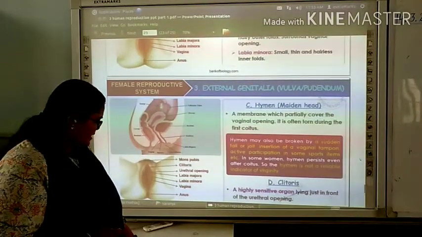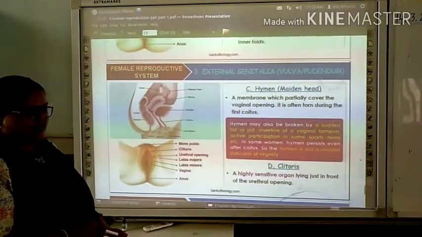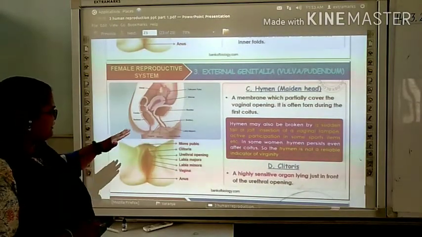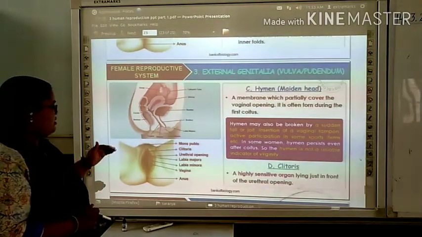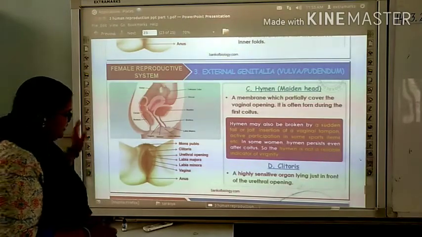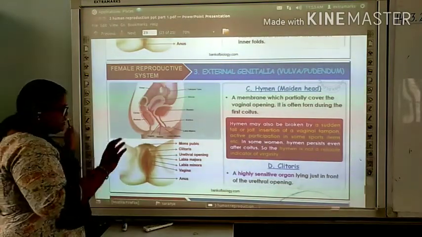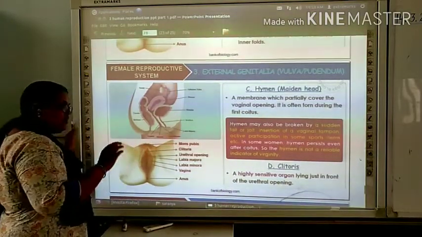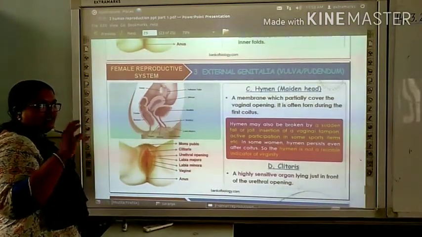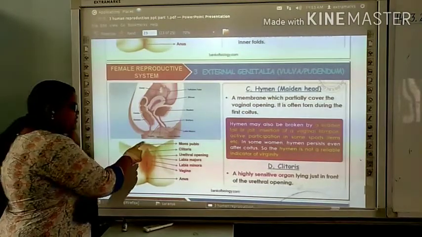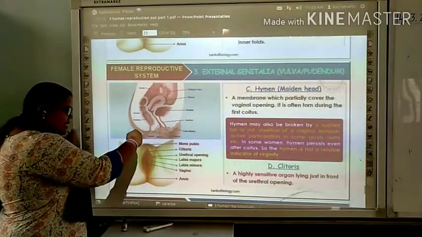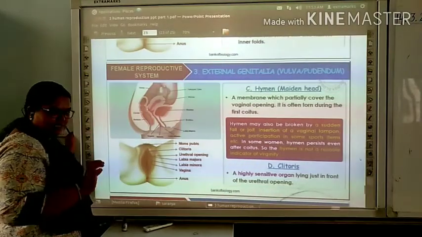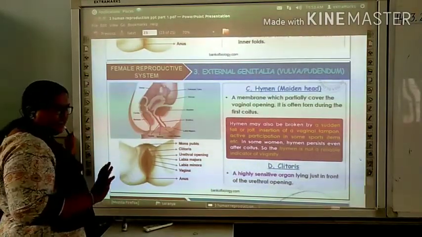Now, here you can see that there will be a membrane covering, right? A membrane which partially, not completely, covers the vaginal opening. So you can see that this is the vaginal opening. So the outer part, the external genital, is the vulva. The entire structure is known as the vulva. The outer part, the mons pubis, is a fleshy part, and then the thick fleshy tissues are there, in which the pubic hair is present. As an extension of this mons pubis, you can see the labia majora. That's the outside part, which is also covering the vagina.